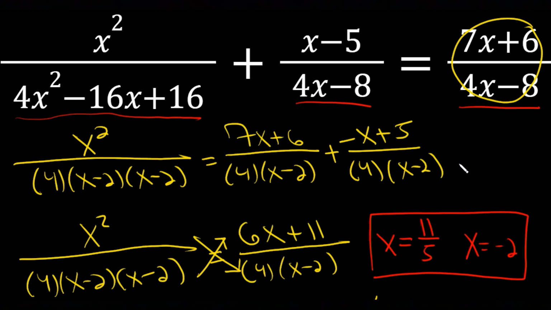So those are actually going to be our solutions. We do not have any extraneous solutions here. And that's how you would check. You just go back to the original, plug it into your denominators, and make sure that you do not have division by 0. All right.